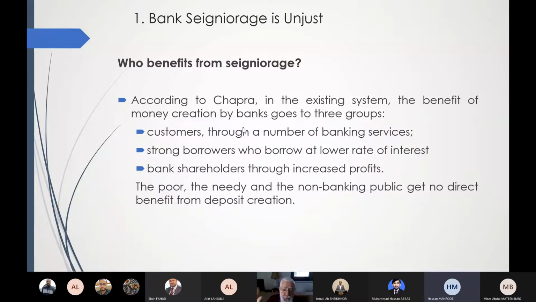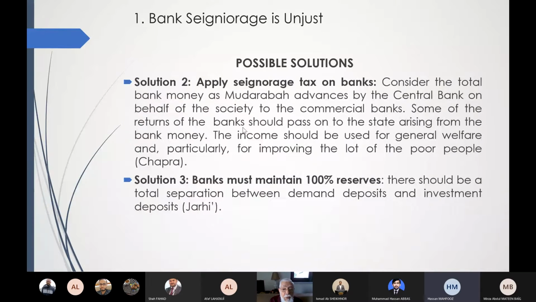They don't benefit from the creation of money. Creation of money may give them additional profit though. Can this be made up through taxation? This is an issue. Which is better? Is it to make it 100% reserve and eliminate banks? We don't need banks. If you make it 100% reserved, it means you don't need banks. You need banks that are mutual funds only.